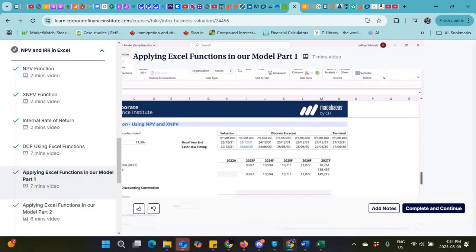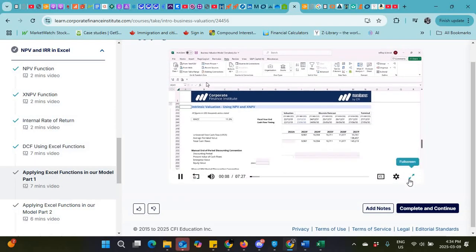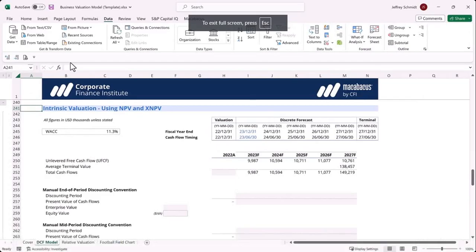So you've calculated enterprise value, equity value, and equity value per share using manual discounting. We're going to mix things up a little bit. We're going to calculate the enterprise value and equity value using actual dates, both on an end-of-period basis as well as a mid-period basis. We'll first do that manually, but then we'll use the NPV function to calculate the end-of-period enterprise value and then equity value. And then we'll use XNPV using both end-of-period and mid-period dates. Again, I've mentioned it before, but it bears repeating.